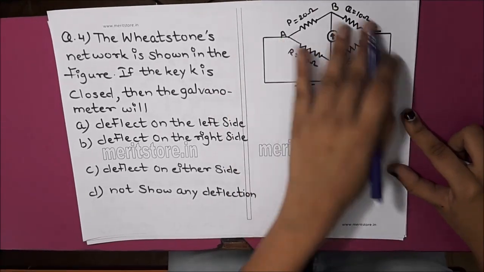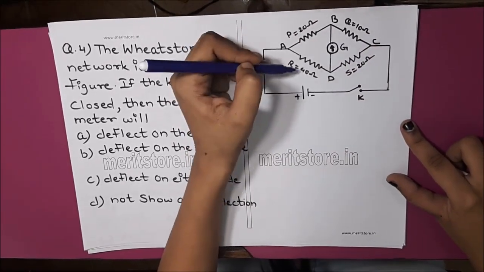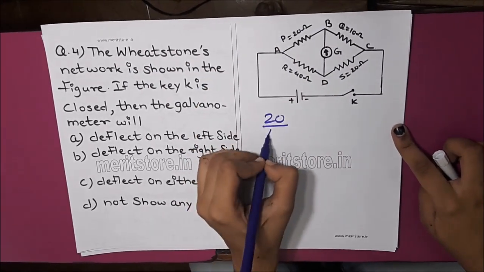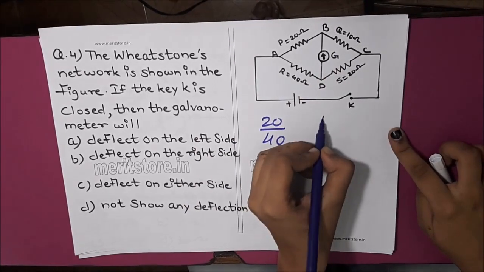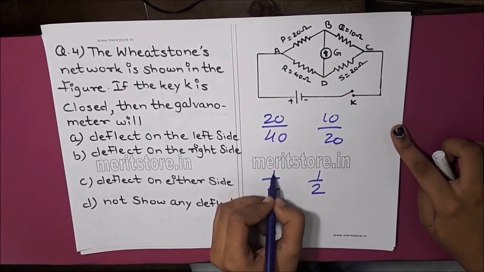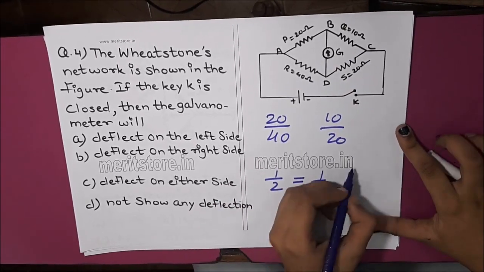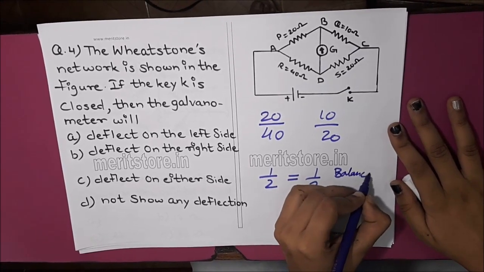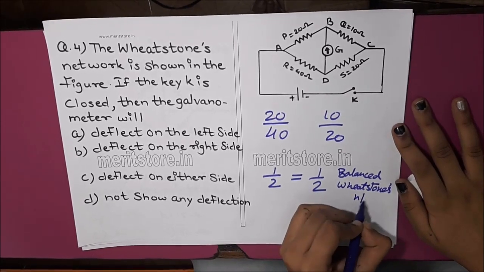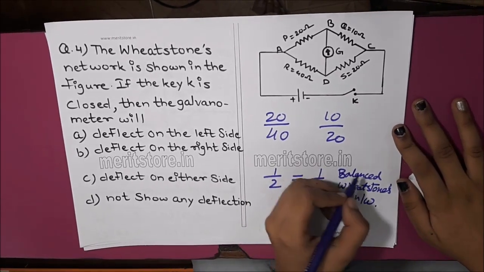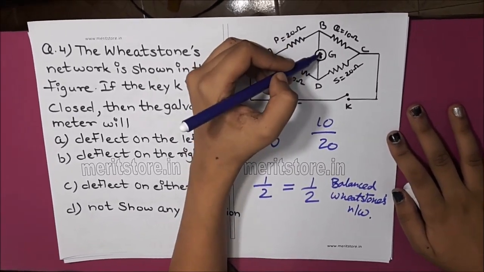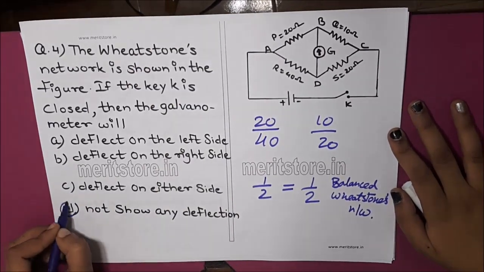So over here we have a Wheatstone's network. We have 20, 10, 40 and 20. So over here we have 20 by 40 and on this side we have 10 by 20. This is 1 by 2 and even this is 1 by 2. So 1 by 2 is equal to 1 by 2. This proves that this is a balanced Wheatstone's network. Since it is a balanced Wheatstone's network, there will be no current flowing between B and D. And if there is no current flowing, the galvanometer will not show any deflection. Option D is the correct option.